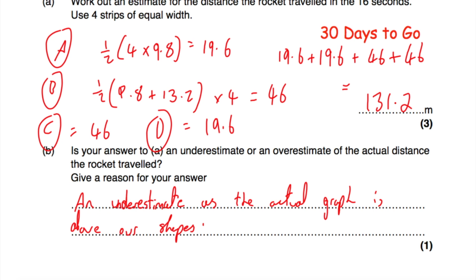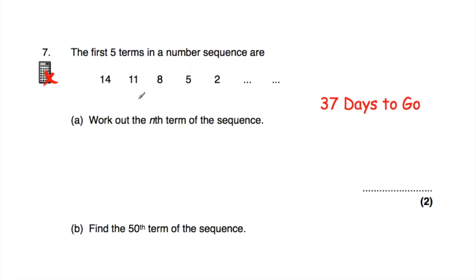And that's it. Okay, let's look at our next question, question number 7. Question number 7 is an nth term question. If we have a look at our sequence, they're going down by 3 each time. So let's write down minus 3, minus 6, minus 9, minus 12, and minus 15. Because it's going down by 3, we're writing down minus 3n. So minus 3 times 1, minus 3 times 2, and so on.